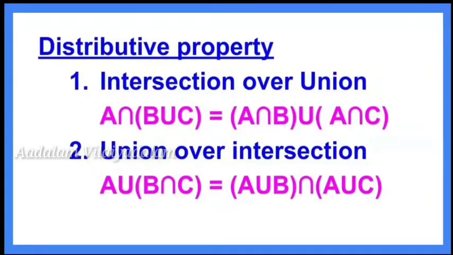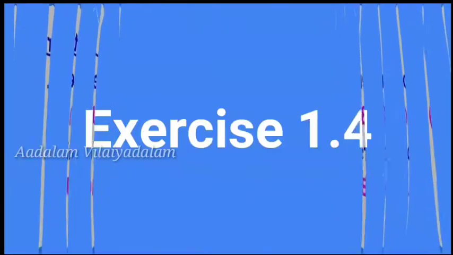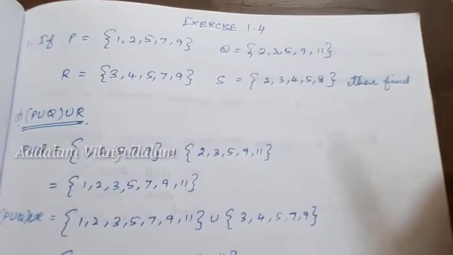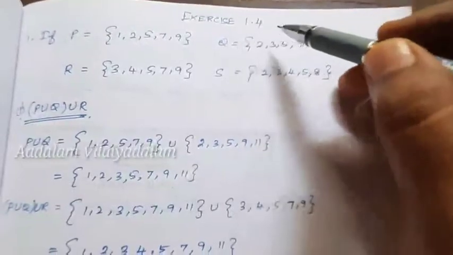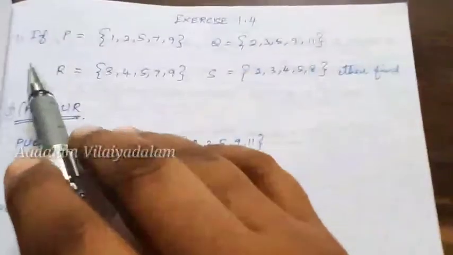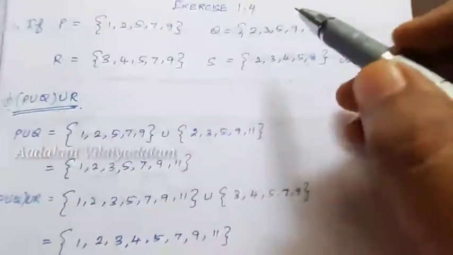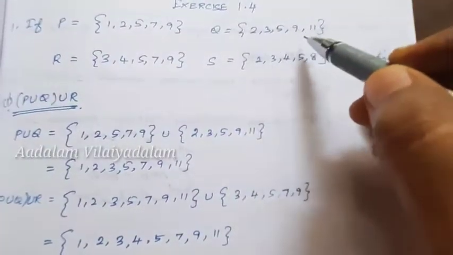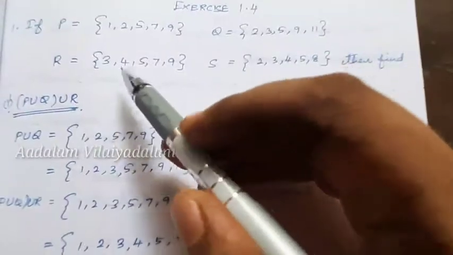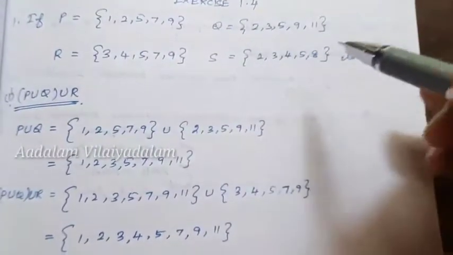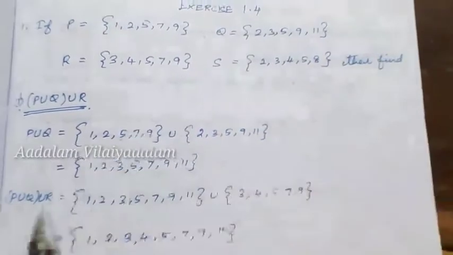So by using all these three properties, we are going to do the problems. Let's move to exercise 1.4, question number 1. If P equal to {1, 2, 5, 7, 9} and Q equal to {2, 3, 5, 9, 11} and R equal to {3, 4, 5, 7, 9}, S equal to {2, 3, 4, 5, 8}, then find.